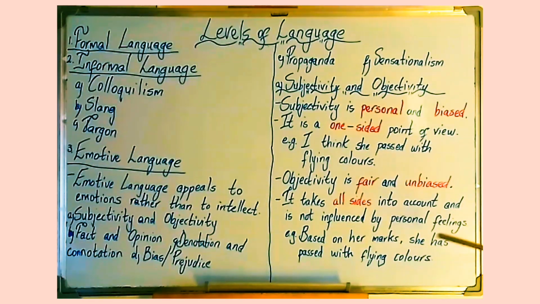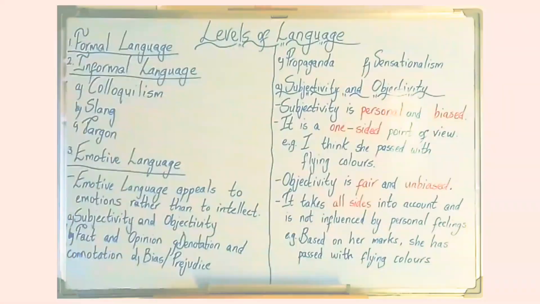Based on her marks, she has passed with flying colors. So the words based on her marks, we have a paper that proves that she passed with flying colors. So it is not biased. It is not a personal one-sided point of view, but it is based on evidence. It has evidence. It is based on evidence. It is based on other people's sides of account. So this is objectivity.